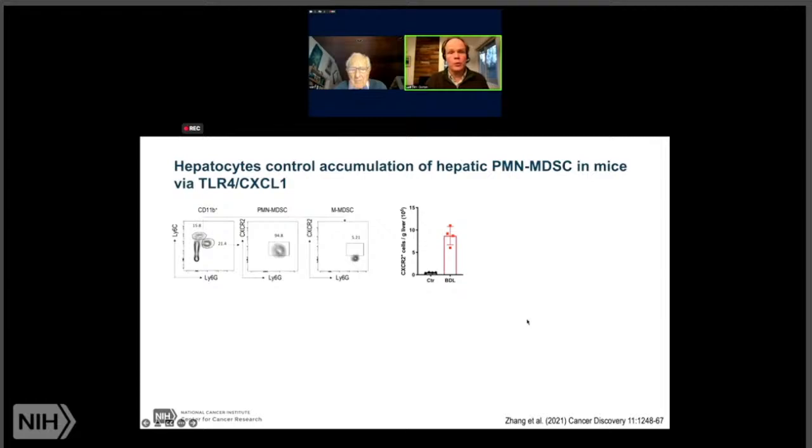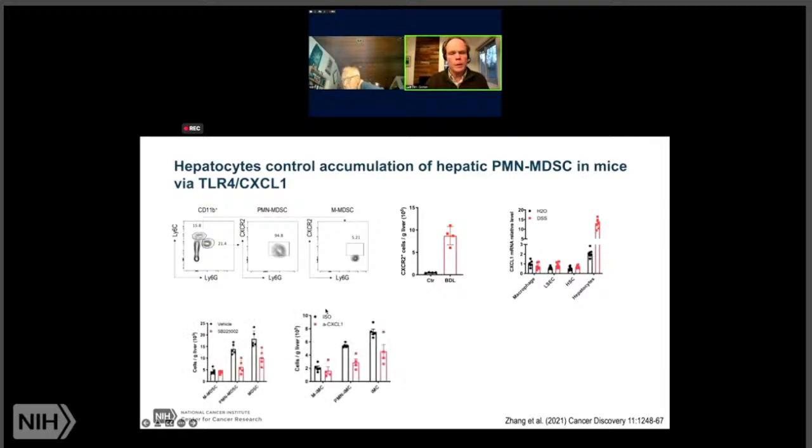Does this also lead to an accumulation of MDSCs, as shown on this slide? Now, the whole mechanism of accumulation of hepatic polymorphonuclear MDSCs appears to be dependent on, again, a mechanism of TLR4 and CXCL1. I can show you that these MDSCs are CXCR2 positive. Mice that have either PSC or are treated to induce colitis have increased amounts of CXCL1.